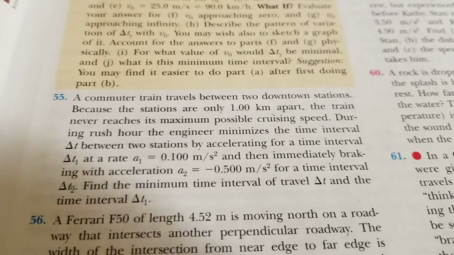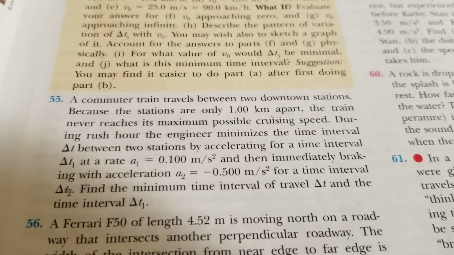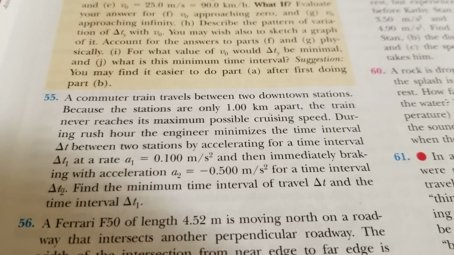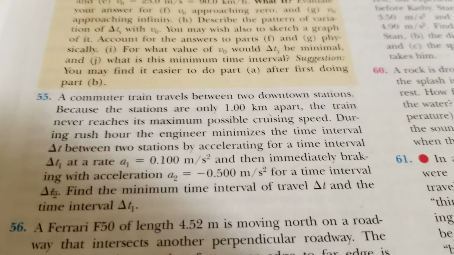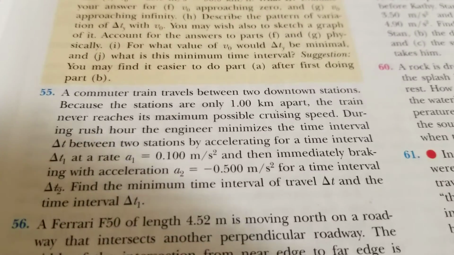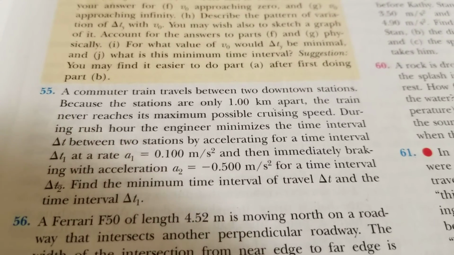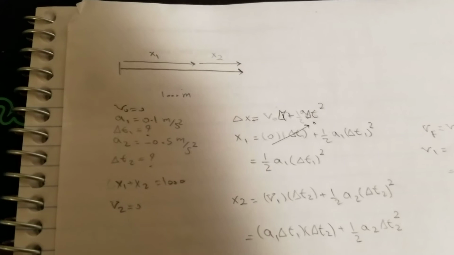delta t1 at a rate a1 equal to 0.1 meters per second squared, and then immediately braking with acceleration a2 equal to negative 0.5 meters per second squared for a time interval delta t2. Find the minimum time interval of travel delta t and the time interval delta t1.